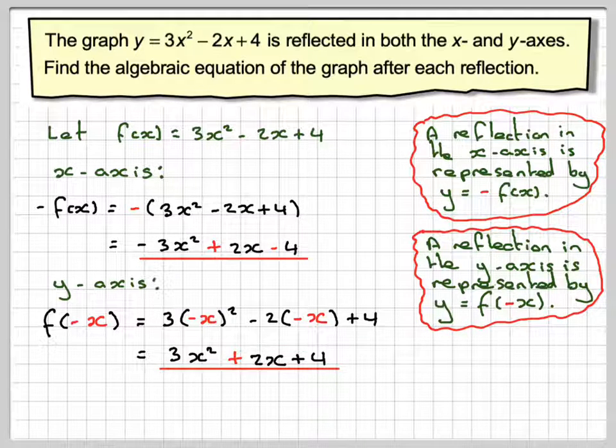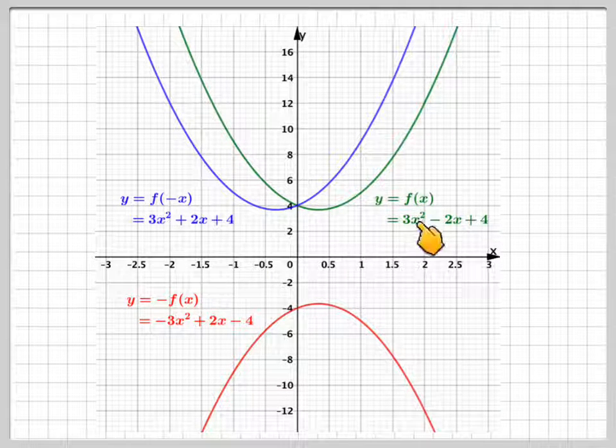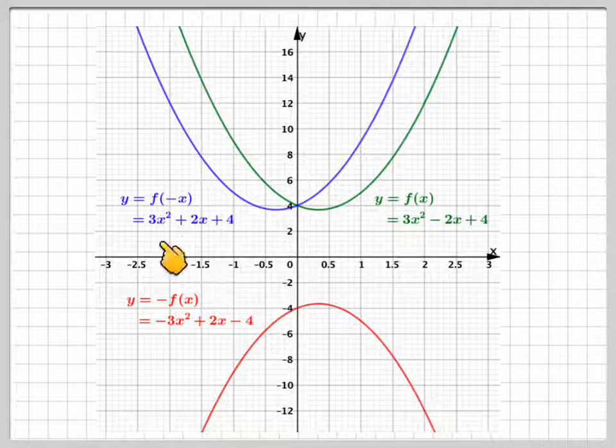Now, if we look at this graphically, the green graph here is our original graph, y is equal to f of x, so that's 3x squared minus 2x plus 4. Here we have the graph reflected in the x-axis, so we have y is equal to minus f of x, so that gave me minus 3x squared plus 2x minus 4. The sign of all these changed, that's that graph there. And here we have the blue graph, the reflection of the green graph in the y-axis, and that became 3x squared plus 2x plus 4.